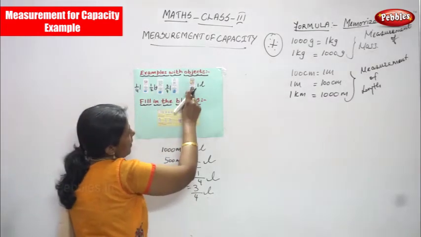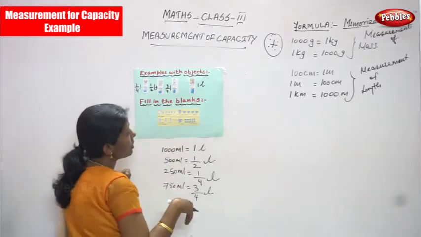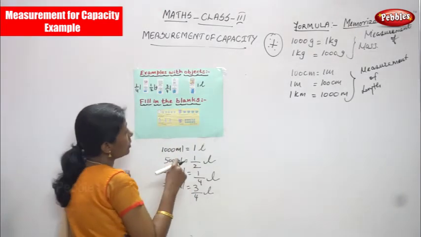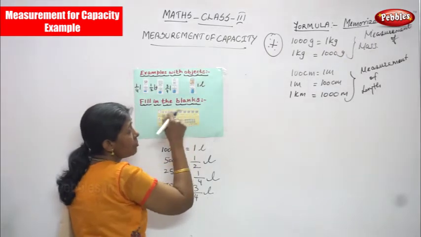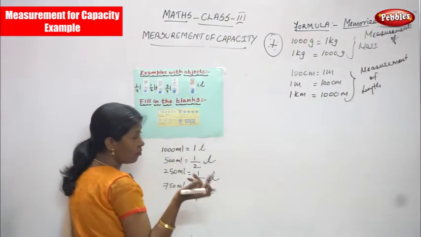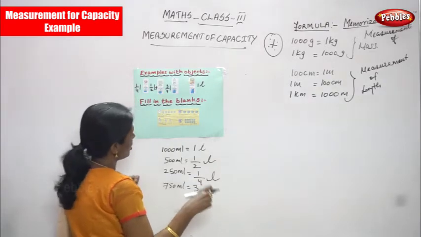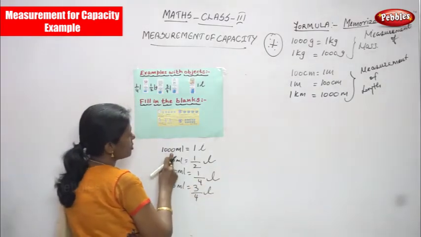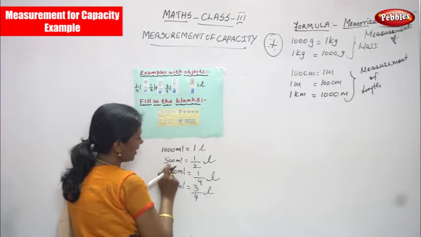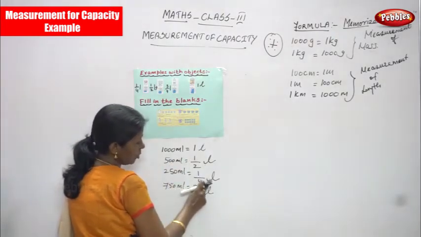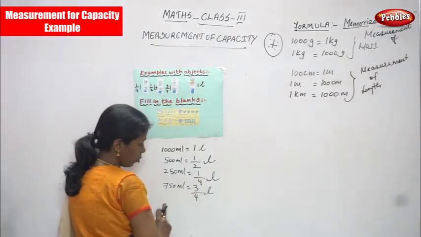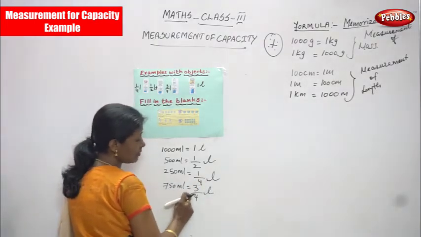This is a packet filled with milk powder. You add 1000 ml of water to the milk powder, so it becomes 1 liter of milk. I'll repeat once again. 1000 ml is nothing but 1 liter. 500 ml is equal to half a liter. 250 ml is equal to quarter liter, 1/4, and 750 ml is 3/4 liter.